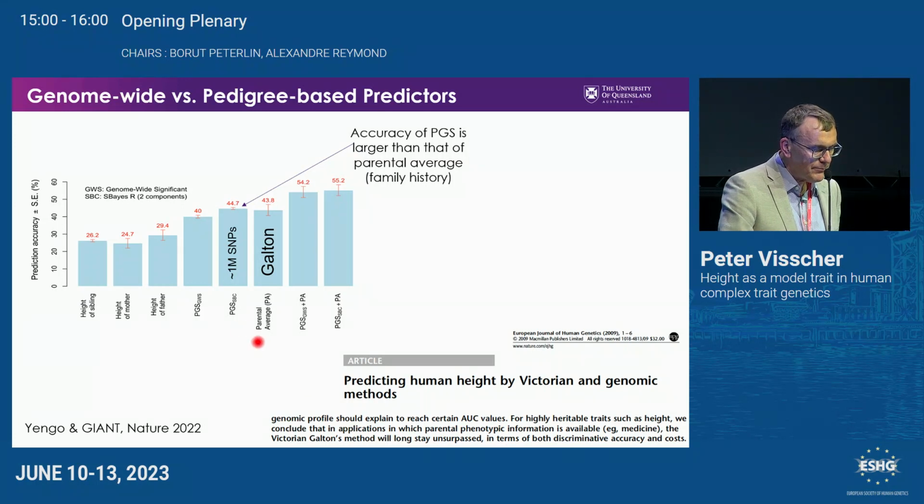And I couldn't resist putting this paper up here from a bunch of my friends and colleagues from 2009, published in the Journal of the Royal Society, who at that time were also contrasting the parental average with what then was available for a SNP predictor. And they concluded that for highly heritable traits such as height, the Victorian Galton's method will long stay unsurpassed in terms of both discriminative accuracy and cost. Well, I'm not going to comment about the cost, but it's clear that it's only taken 13 years to overtake that, which is quite remarkable, I find.